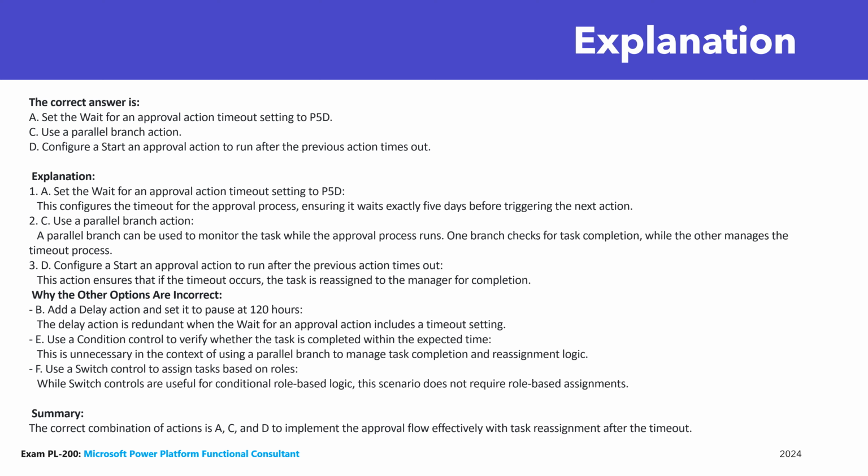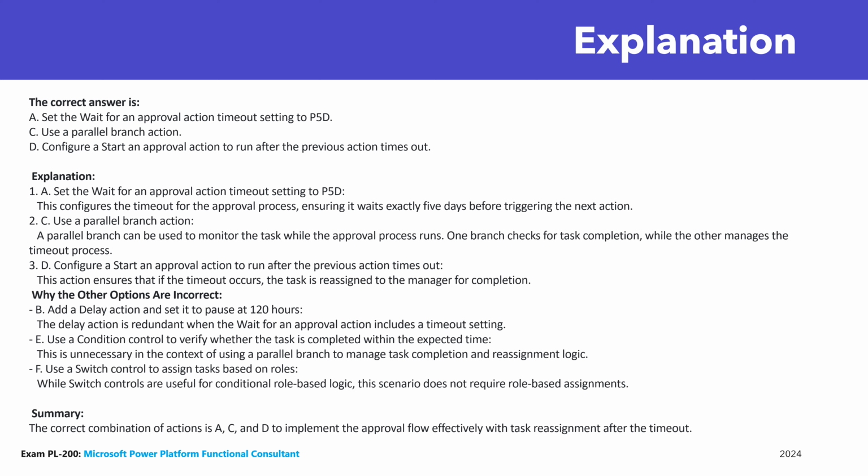C. Use a parallel branch action. A parallel branch can be used to monitor the task while the approval process runs. One branch checks for task completion while the other manages the timeout process. D. Configure a start an approval action to run after the previous action times out. This action ensures that if the timeout occurs, the task is reassigned to the manager for completion.